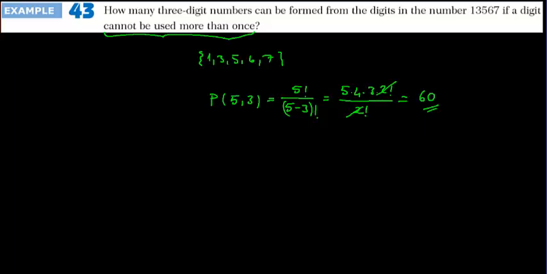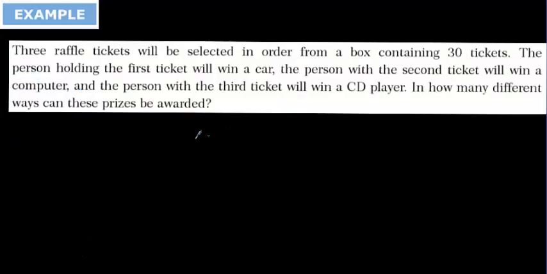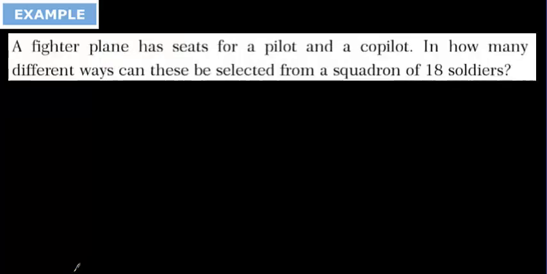Okay, let's see another question. This question is also similar to the previous one because we have totally 30 raffle tickets and we are going to select 3 of them, and this is going to be permutation 30 factorial over 30 minus 3 factorial. I'm not going to continue this question because we solved a similar question before.